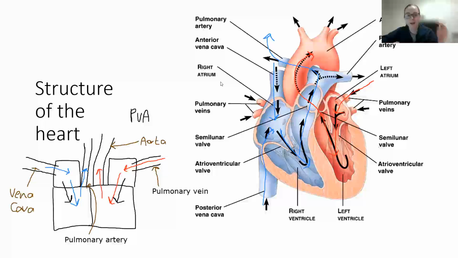Vena cava, right atrium, right ventricle, pulmonary artery, lungs, pulmonary vein, left atrium, left ventricle, aorta, body. Okay, and try and remember it as the loops that we did at the start of the lesson.